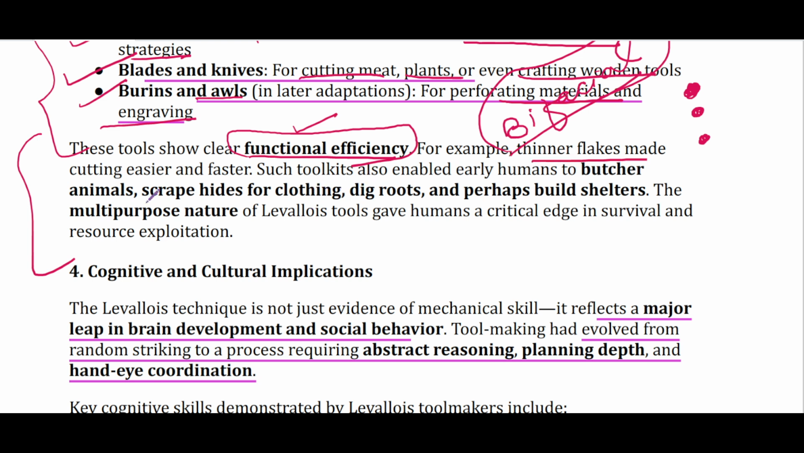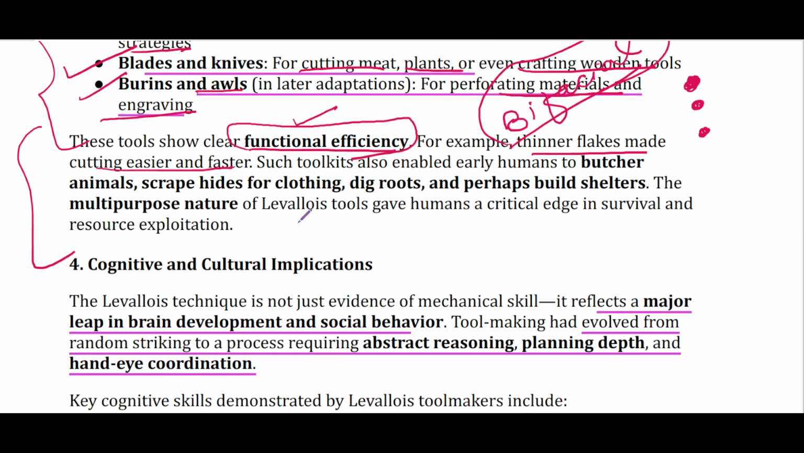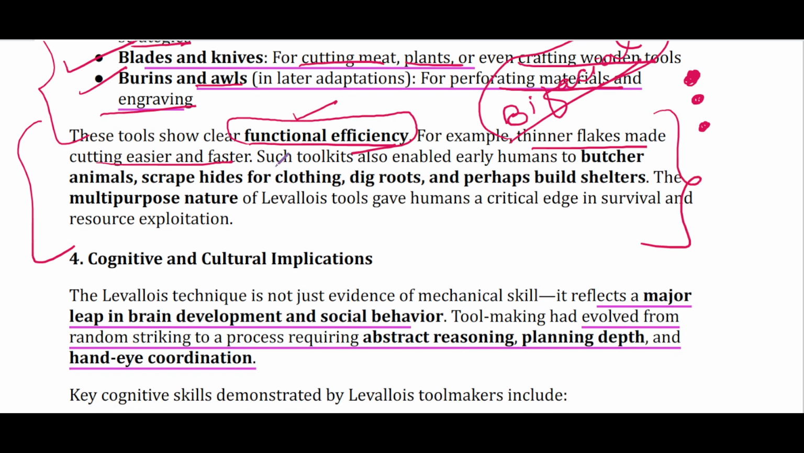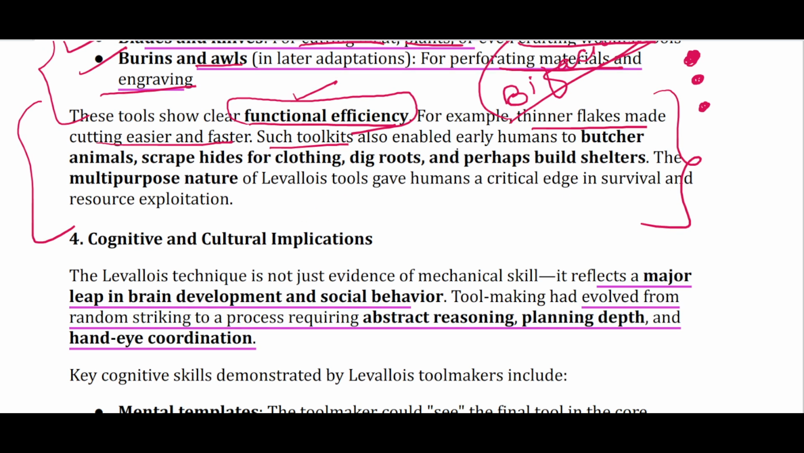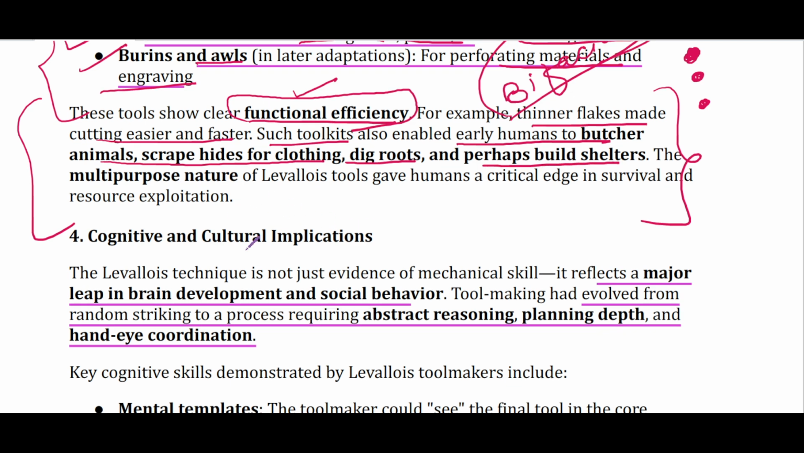It signifies functional efficiency, because thinner flakes make cutting easier and faster. And such toolkits also enabled early humans, Neanderthals and Homo sapiens both, to butcher animals, scrape hides for clothing, to dig roots, and perhaps build shelters.